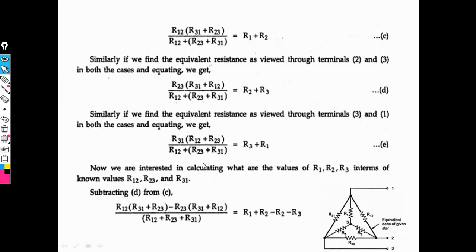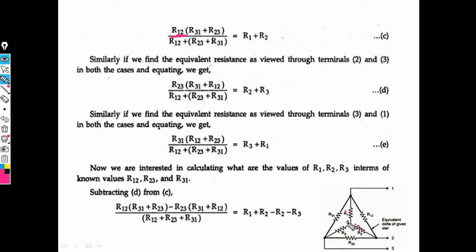Now we have to obtain the next point: R1 plus R2, then R2 plus R3, then R3 plus R1. Here R1 plus R2 is here. The value of resistance R1 plus R2 is here, that is R1 and R2.